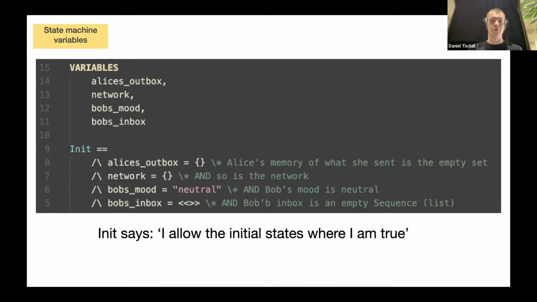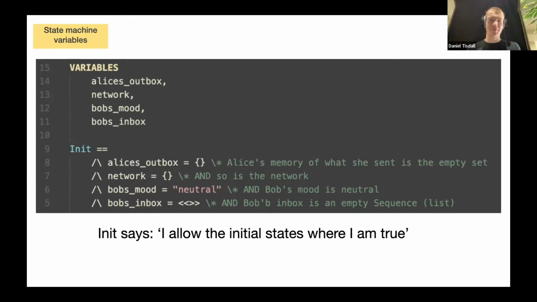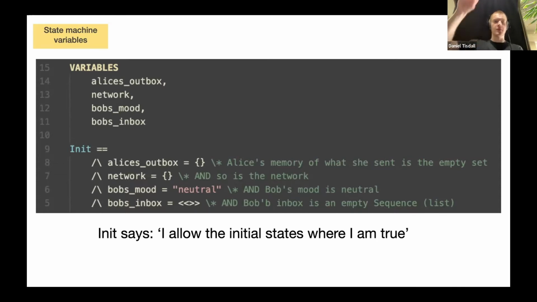So it's really saying init will evaluate to true in the initial states that are allowed. I wonder if anybody could tell me, maybe who's not familiar with TLA already, which initial states are allowed in the system specified here. It's interactive, guys. Okay, so this init will evaluate to true when all of these clauses are true, because this sign is the and symbol, so this is a conjunction, and we require Alice's outbox to be the empty set, and the network to be the empty set, Bob's mood to be neutral, and Bob's inbox to be this empty list. So this is the syntax for a list. It's quite esoteric, but that's what it is.